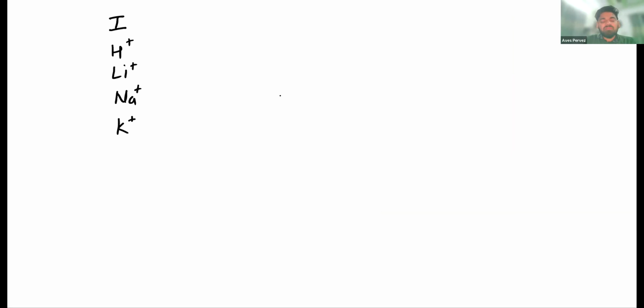Now, the elements that are going to have +2 valency are: Beta, Mange, Car, Scooter. Scooter is not coming in your syllabus. Bap razi. Strontium, you can write it. Beta, Mange, Car, Scooter, Bab Razi. B is beryllium, Mg is magnesium, Ca is calcium, strontium, barium. Radium is not coming in your syllabus.